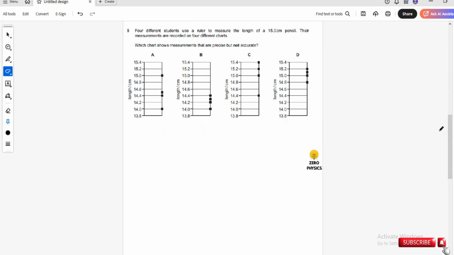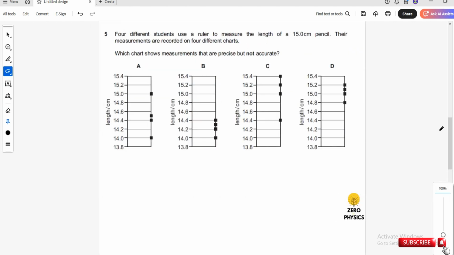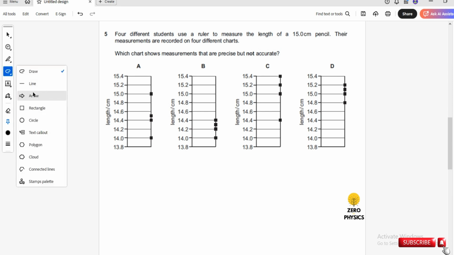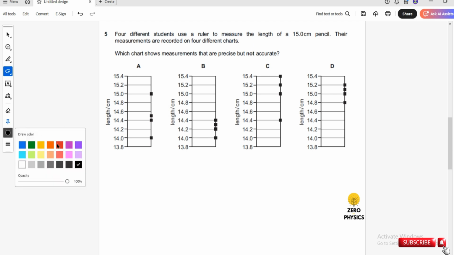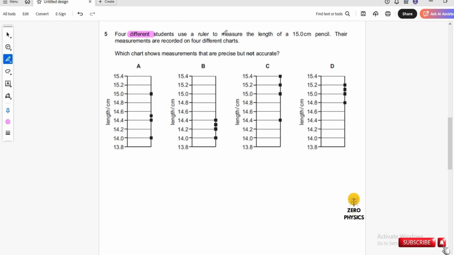You can see the variant in 3, 2, 1. This is the variant for this question. Let's solve this one. It is related to accuracy and precision. The previous one was about errors and uncertainties. Four different students use a ruler to measure the length of a 15 centimeter pencil. Their measurements are recorded on four different charts. Which chart shows measurements that are precise? Remember the keyword: precise but not accurate.